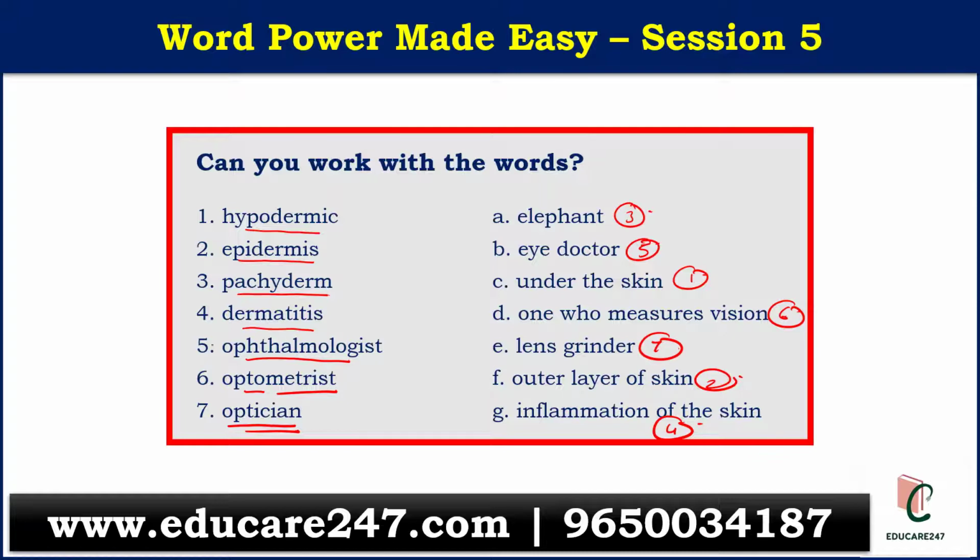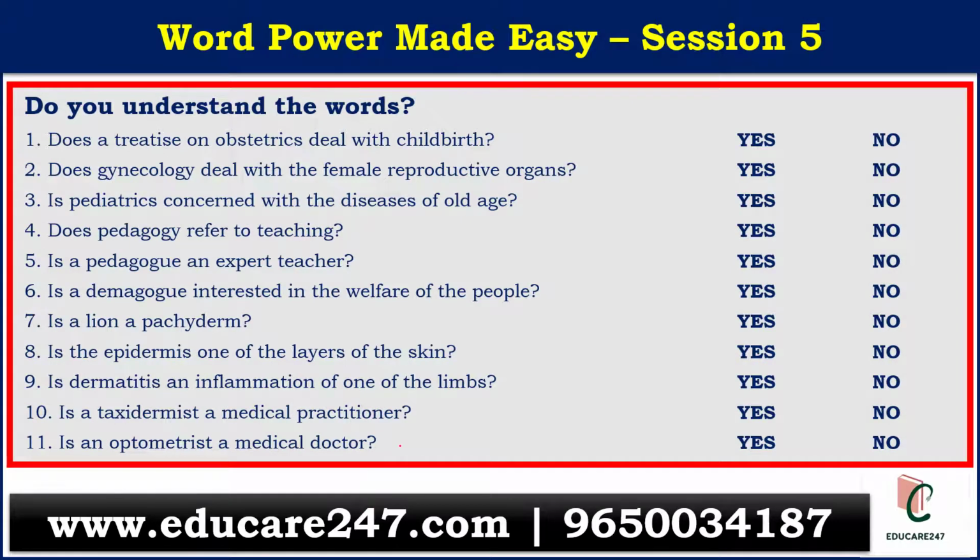So if you see, these 3 words could actually create confusion for you. So you have to remember that ophthalmologist is actually the eye doctor. Optometrist is actually the one who measures your vision, and the third one is the lens grinder for you, who actually prepares spectacles or lenses.